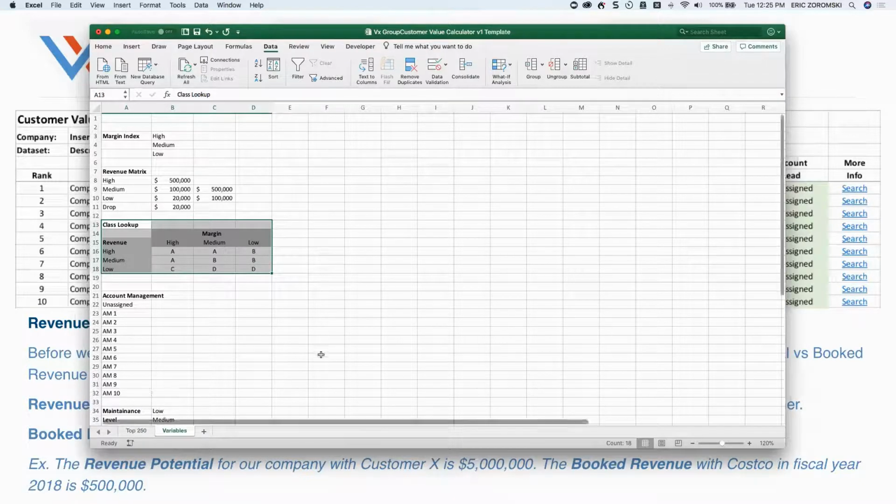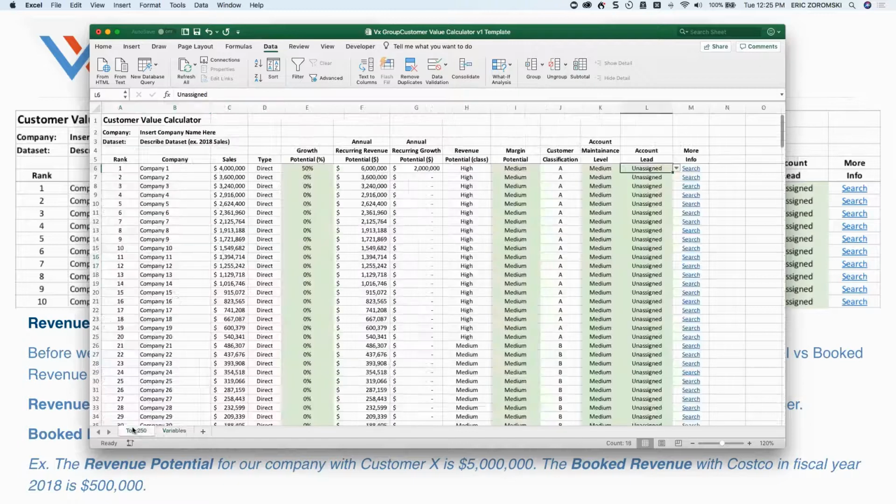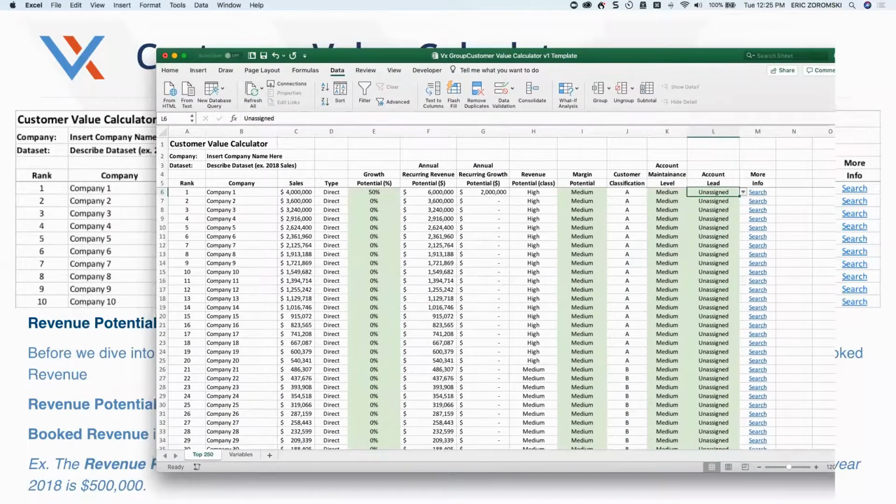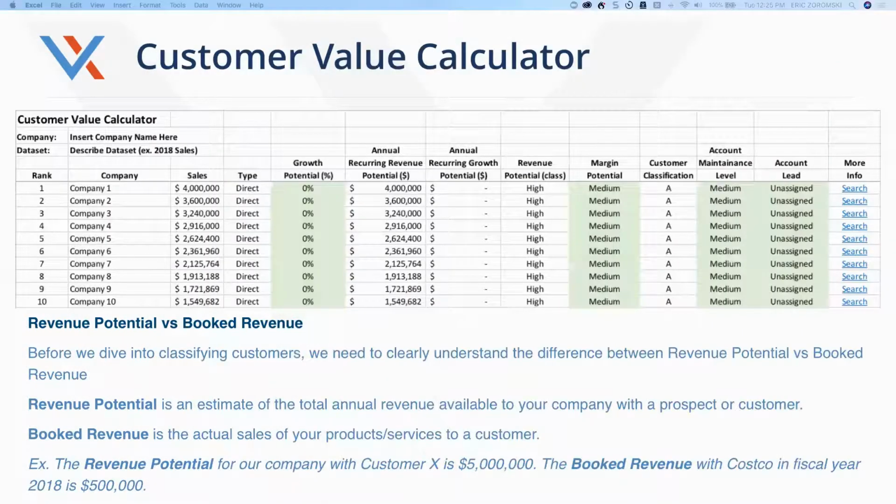So those are variables that can be set within this tool itself. And that's also something that if you'd like to have it, we're happy to share it. So we'll slide that out of the way. Hopefully we'll still be on screen here.